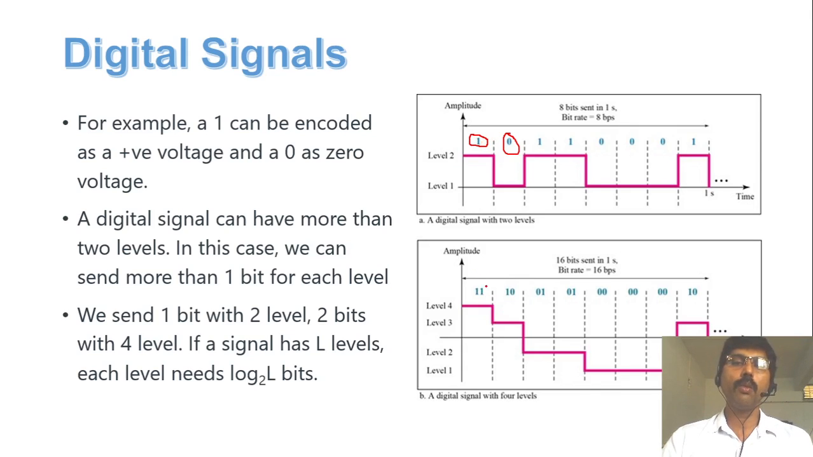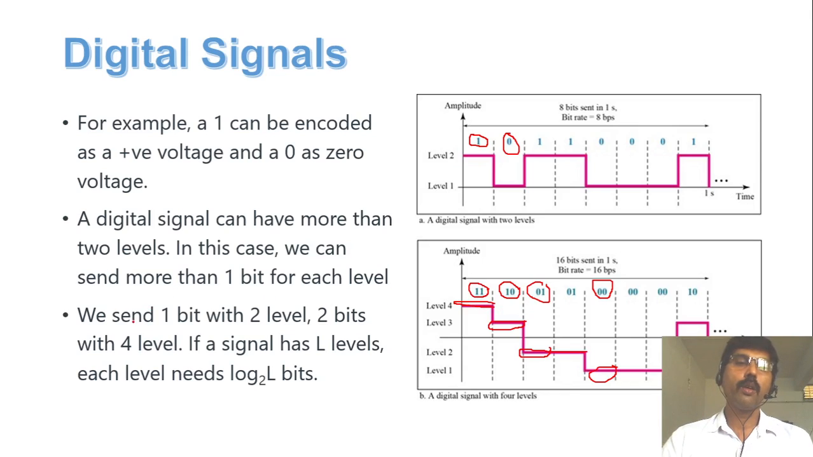We can transmit more than one bit at a time. In that case, we have to use multiple levels of voltages. For example, see here we are taking 4 different voltages: 1, 2, 3 and 4. Whenever we use this voltage, it is nothing but the bits 1 1. When you are using the second voltage here, it is nothing but 1 0. When we use one more voltage, it is nothing but 0 1. The last one, one more voltage, it is nothing but 0 0. That means each voltage indicates 2 bits.